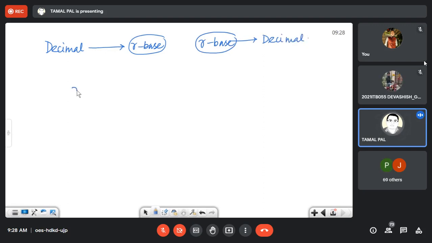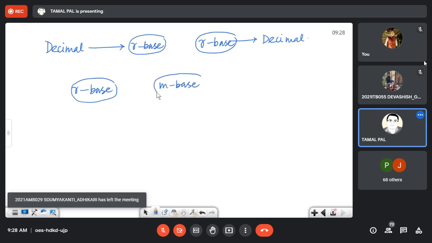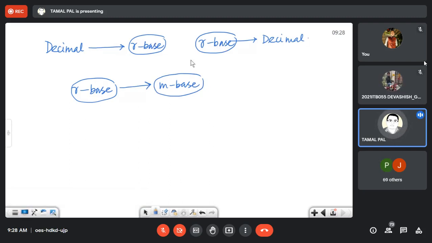Now can we convert from R base to M base, let's say? Just tell me if you have any idea or not. You tell me what your solution is. Tell me, no problem. Dividing by m and taking remainder. No, that is the procedure we are talking about. But what is the idea?